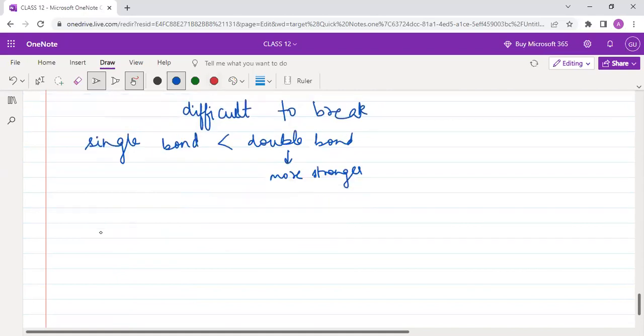Okay, so the next type of reaction is free radical halogenation. Do you remember free radicals?